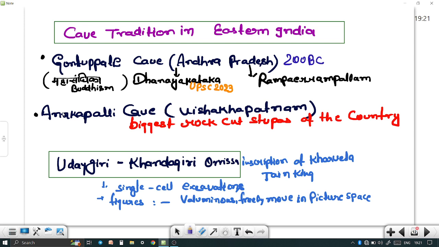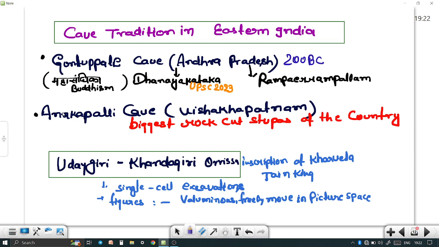This cave is relatively small compared to the caves of Western India, and it is among the unique sites where structured stupas, viharas and caves are excavated in one place. It had circular chaitya and rectangular vihara caves. The other cave sites in Andhra Pradesh are Rampiram Pallam, Anakapalli and Dhanyakataka. Dhanyakataka was in a question of UPSC 2023, and this is the prominent Buddhist center under the Maha Sanghika sect of Buddhism. So this has been in the question.